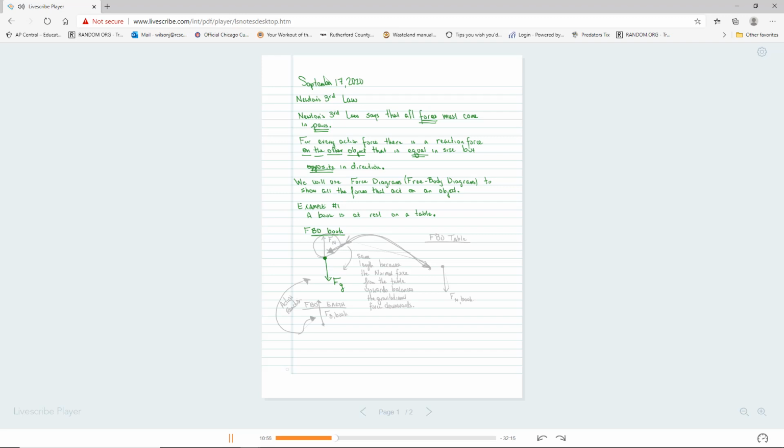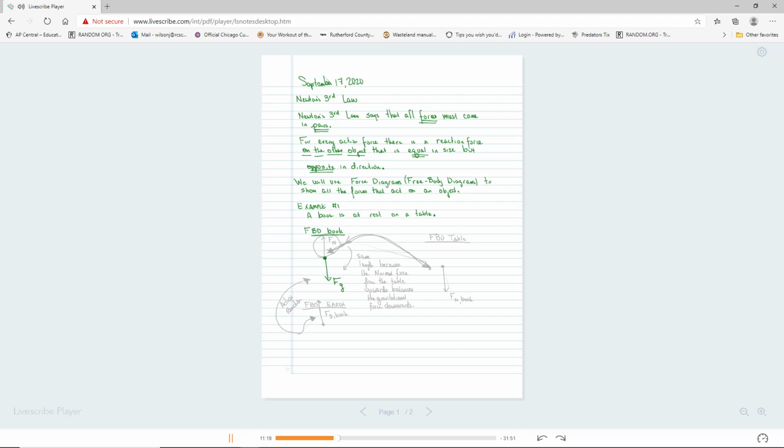Jacob, hang on. Yes, what was your question or comment? I just realized that the opposite force is the force from the book pushing up. No, it's not, because that's two forces on the same object. Newton's third law says on the other object. So we'll have to get to that. Let's just deal with one item at a time.